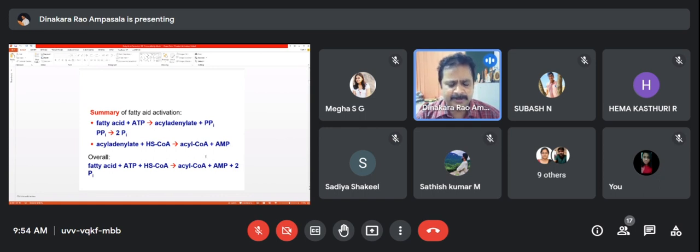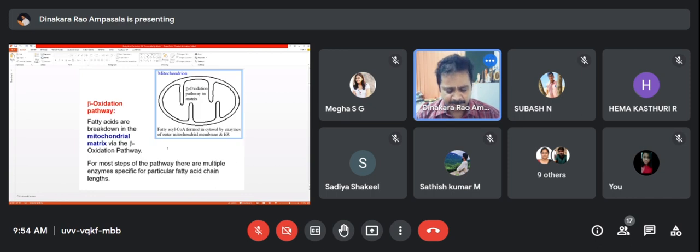So here, the overall reaction: fatty acid molecule plus ATP plus coenzyme A gives you Acetyl-CoA plus AMP plus 2 inorganic phosphate. Initially you will get pyrophosphate, and that will cleave into 2 inorganic phosphates. That's why you get 2 inorganic phosphate molecules. So now the fatty acid is activated in the presence of ATP. For activation, that ATP cleavage is a must here, so it gets activated by the acylation.